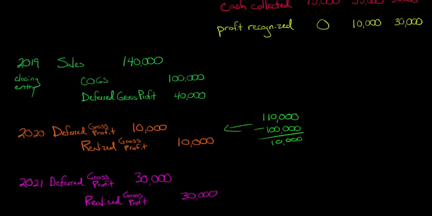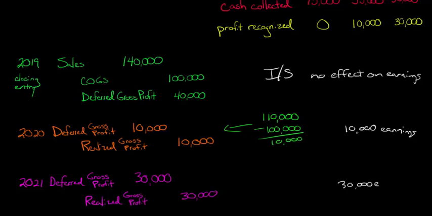Let's look at the effect that this is going to have on our net income, our income statement. I'll just abbreviate it I/S. There's no effect in 2019. This transaction does not affect earnings. Now, in 2020, we're going to have $10,000 in earnings from this transaction. And then in 2021, we're going to have $30,000 in earnings.